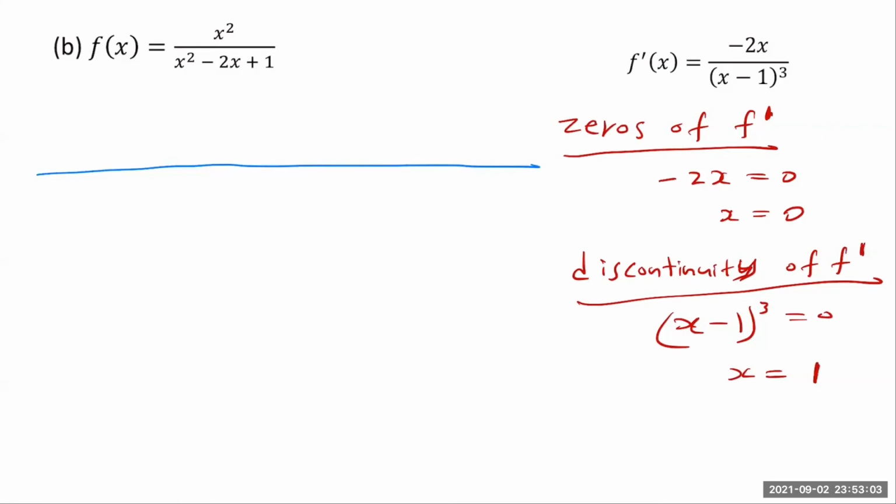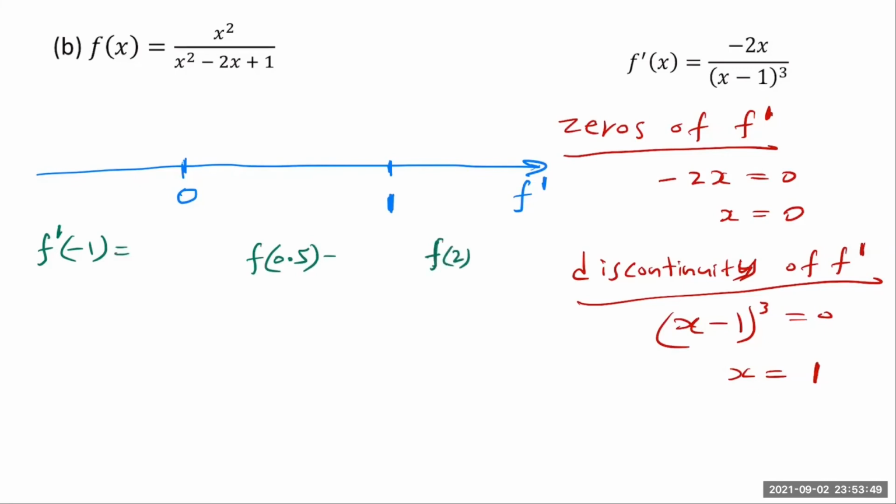I mark these two numbers: the 0, which is a zero, and the point where my function is discontinuous. I'm looking at the function f prime, not the function f. I'm going to construct the sign chart for f prime. This is the number 1. Now I'm going to find the sign in each interval. From this interval, I will pick -1, from the middle interval I'll pick 0.5, and from the last interval, I'll pick 2.